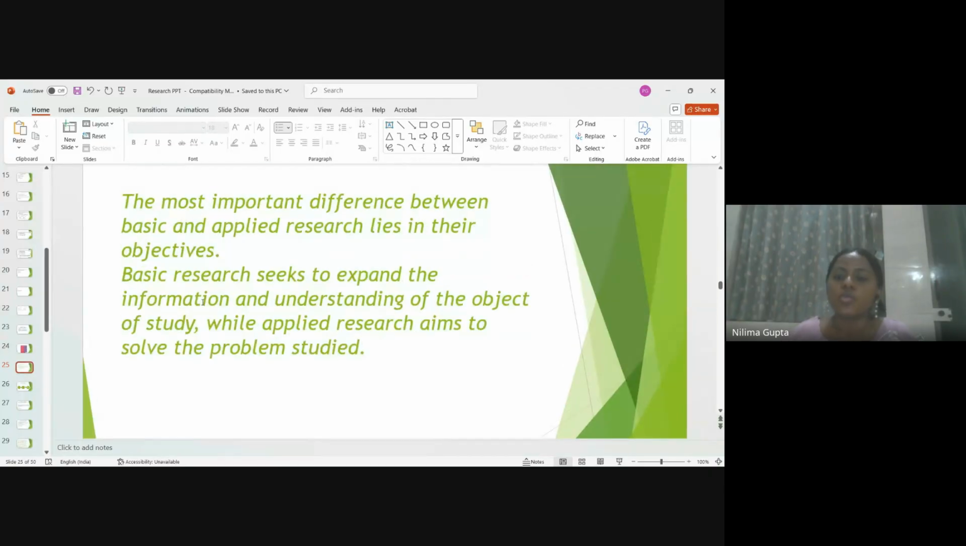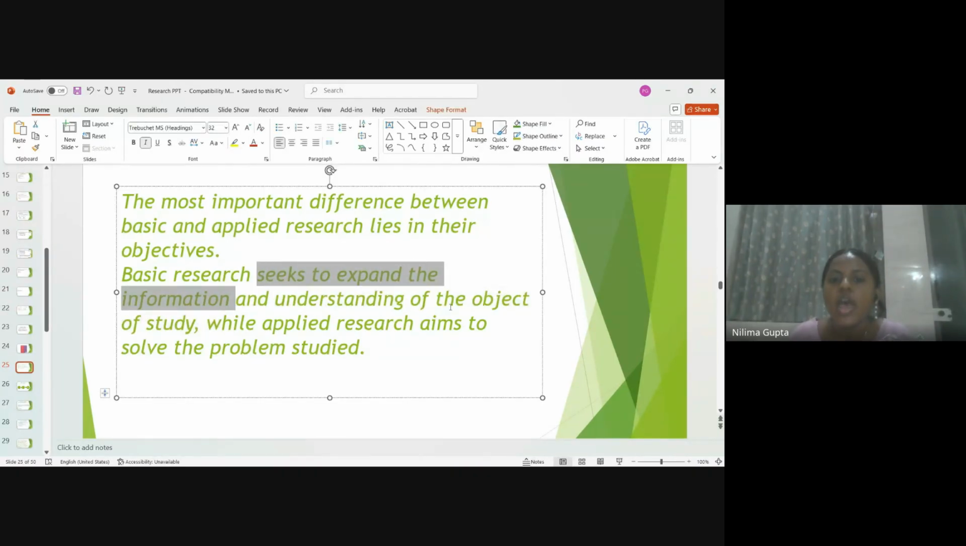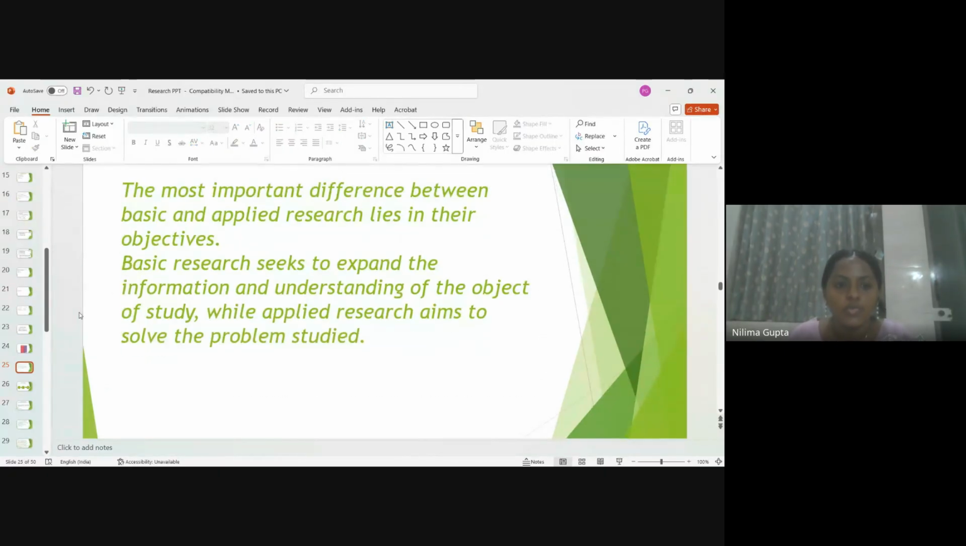Okay. So the most important difference between applied and basic lies in their objective. The basic seeks to expand the information and understanding of the object, and the applied focuses on the problem, giving a solution and aiming to solve the problem.